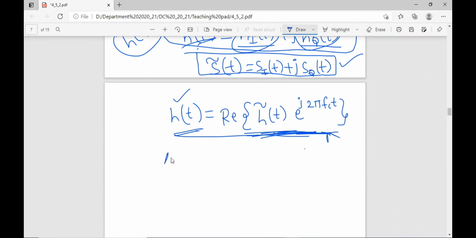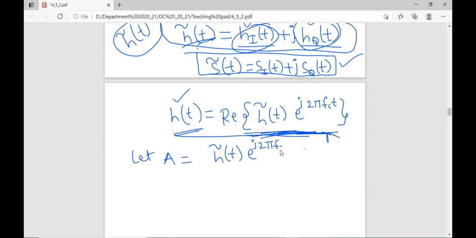So let A be equal to H tilde of T into e power j 2 pi FCT. I have taken A is equal to H tilde of T e power j 2 pi FCT. Can anybody tell me whether this will be a complex number or a real number?